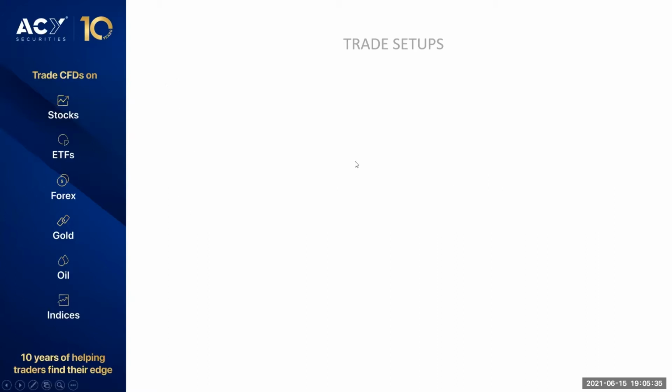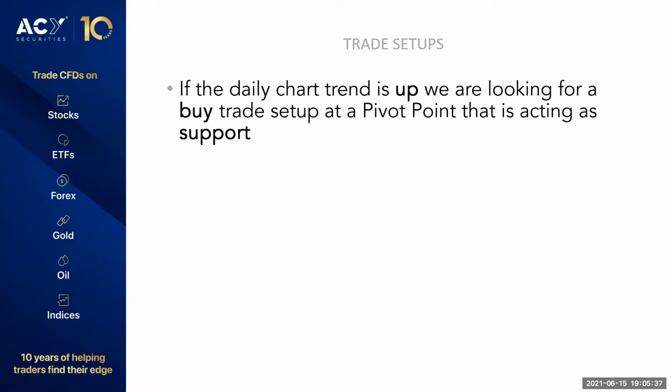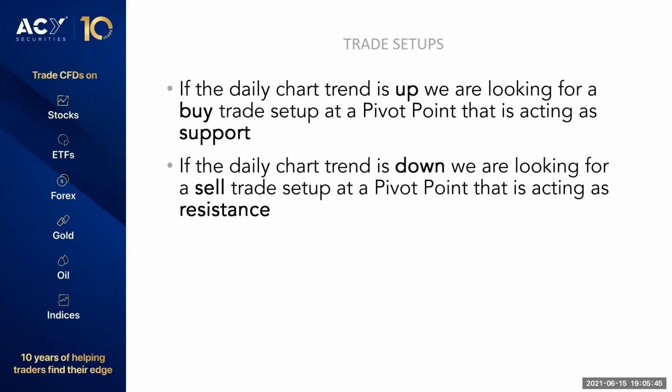Sorry. Okay, if the day chart trend is up, then we're looking for a buy trade setup at a pivot point that is acting as support. And if the day chart trend is down, we're looking for a sell trade setup at a pivot point that is acting as resistance. Okay, so my first big rule is, what is a day chart trend? That is going to be my bias for the trading day.